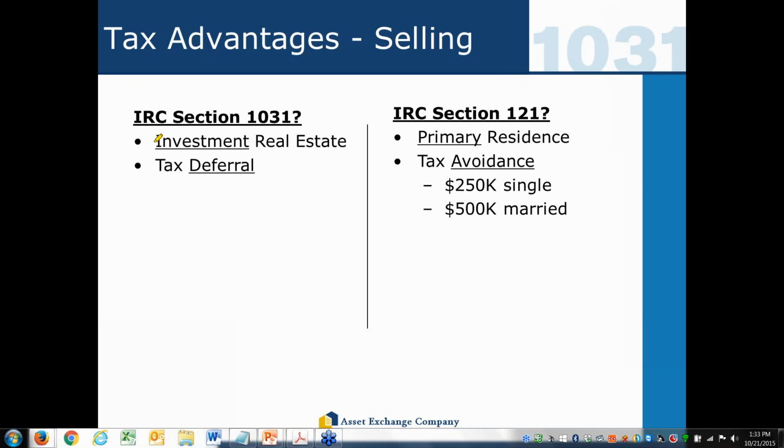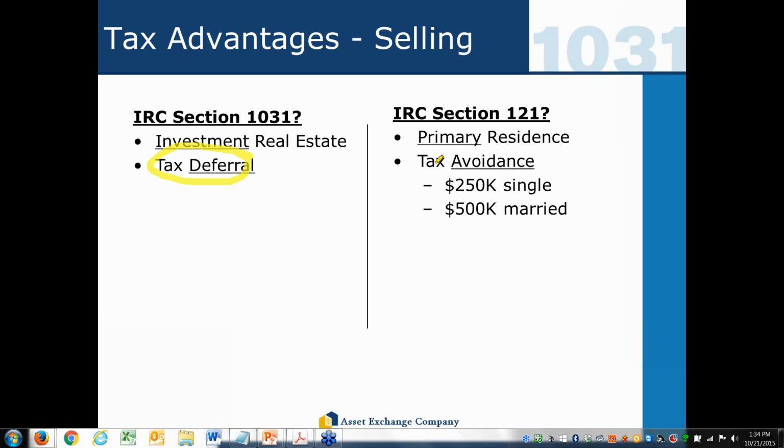When you need an exchange company is when you decide to sell your investment or business property and defer taxes. All right, you take advantage of section 1031 of the Internal Revenue Code on the sale of an investment or business use property. Section 1031 allows you to defer your tax liability provided you go out and you buy something else.